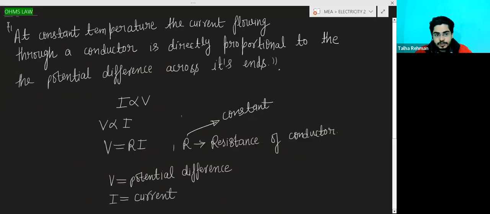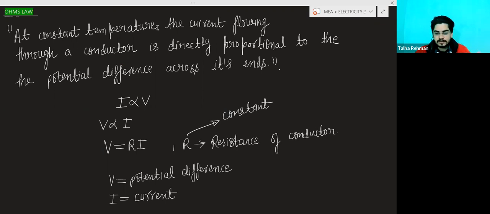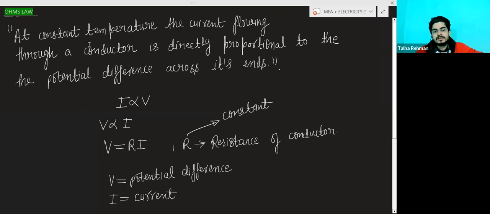Okay, so always remember you have to add this point at constant temperature. Otherwise, this will no longer be Ohm's law; this will be some other thing. This will be a simple statement. So what is Ohm's law? At constant temperature, the current flowing through a conductor or wire is directly proportional to the potential difference across its end. So what is the meaning of directly proportional? Current is directly proportional to the potential difference, or you can say potential difference is directly proportional to current. Both are the same thing.